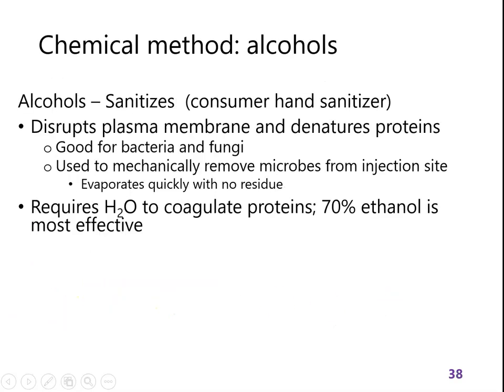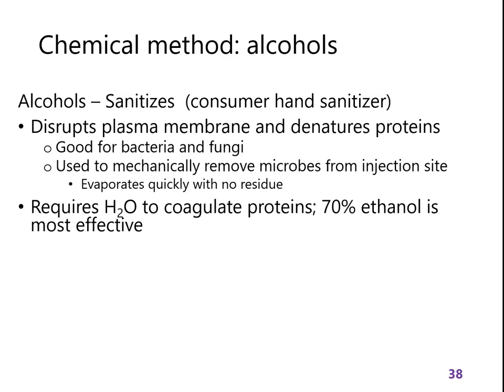So we'll come back to some more of the halogens later. For now, we'll look at alcohols, and these are like what we find in hand sanitizers. Hand sanitizers are just that. They're sanitizers. They don't really do disinfection. What alcohol can do is disrupt plasma membranes, but it can't inactivate endospores. And alcohol can't do anything really beyond disrupting plasma membranes or other membranes.